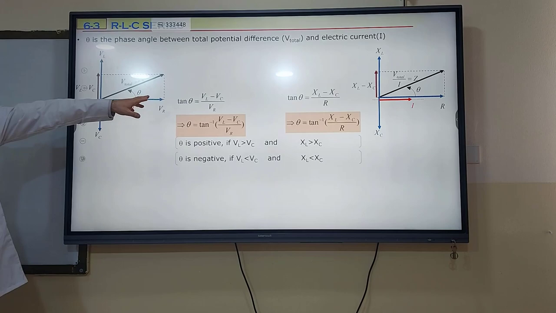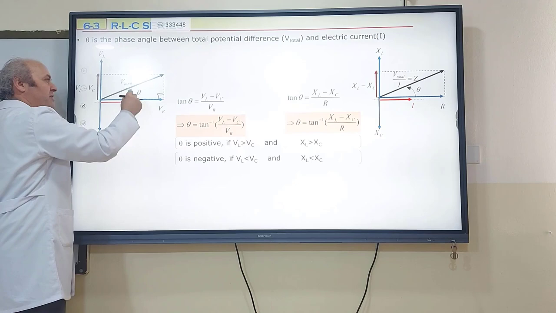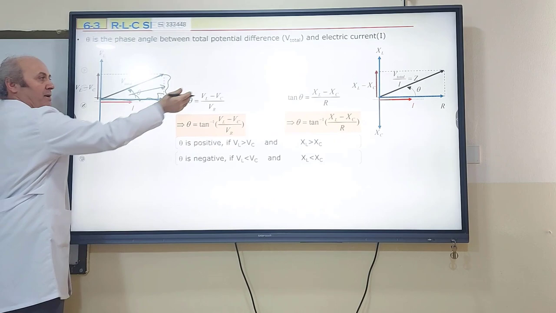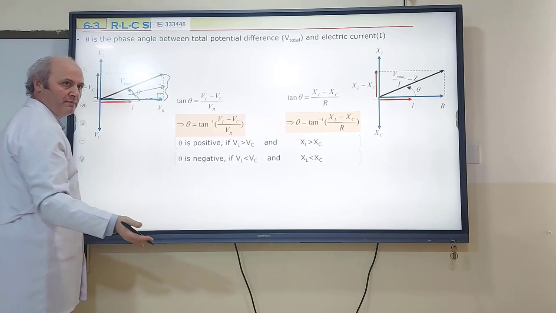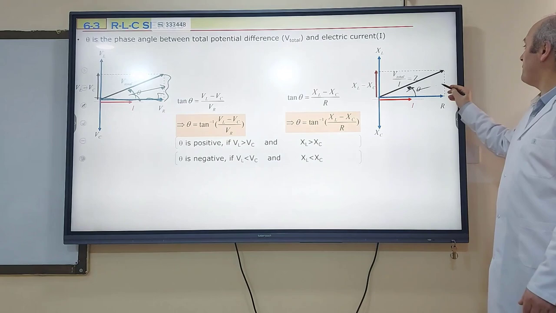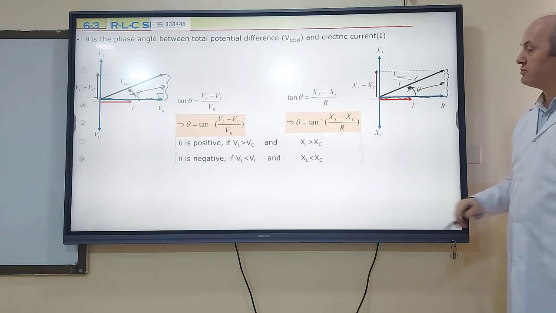So this angle can be calculated by using tangent theta. In a right angle triangle, tangent theta is the opposite perpendicular leg divided by the adjacent perpendicular leg. The opposite leg is V_L minus V_C, and the adjacent one is V_R. So tangent theta is (V_L minus V_C) divided by V_R. Inverting it, theta is tangent inverse of (V_L minus V_C) divided by V_R. Also, I can use the phasor for X_L, X_C, and R. Again the same angle theta. The opposite perpendicular leg is X_L minus X_C, the adjacent perpendicular leg is R. So (X_L minus X_C) divided by R.